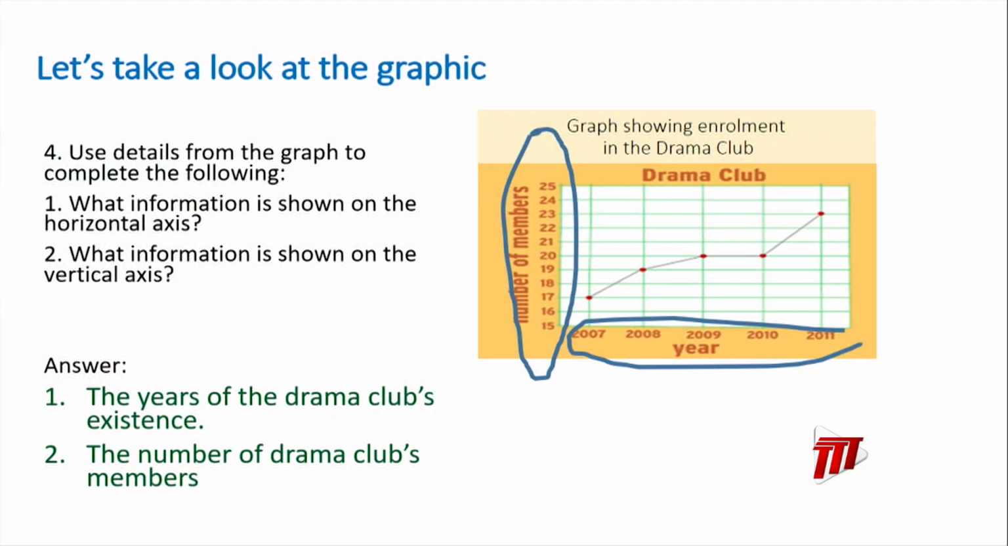Let's have a read again at the question and the answers. Use details from the graph to complete the following. What information is shown on the horizontal axis? What information is shown on the vertical axis? Our answer, on the horizontal axis, the years of the drama club's existence is shown, and on our vertical axis, the number of the drama club's members, or the number of members in the drama club, is shown. Let's have a look at our fifth and final question based on this graphic.